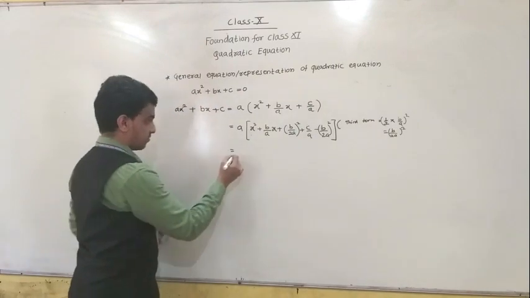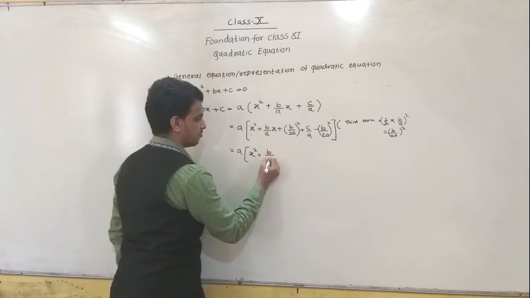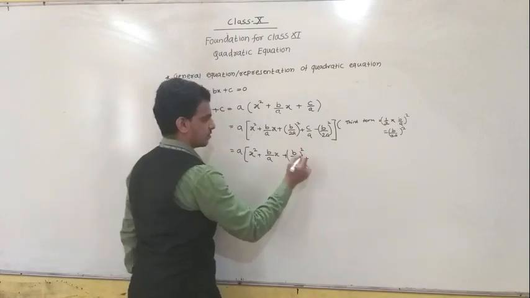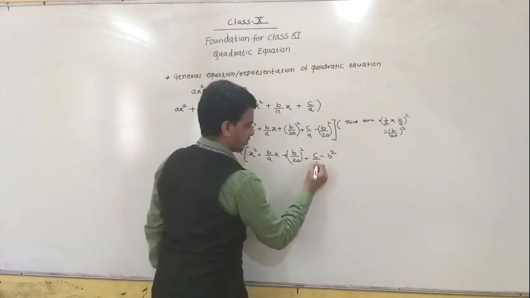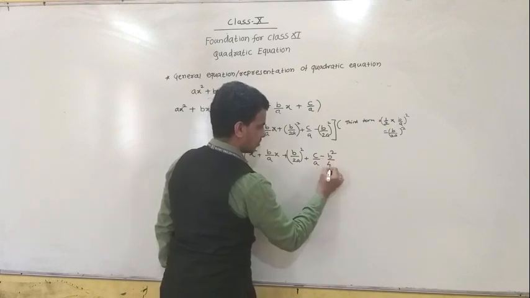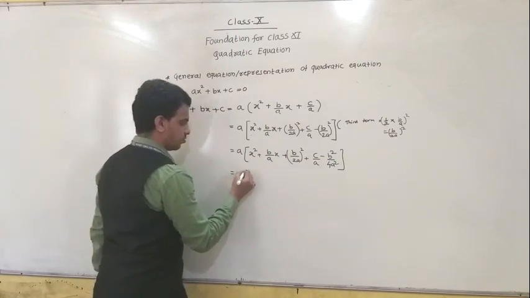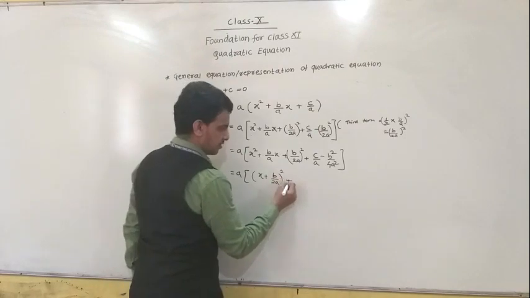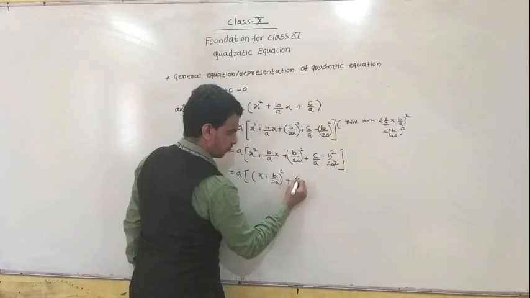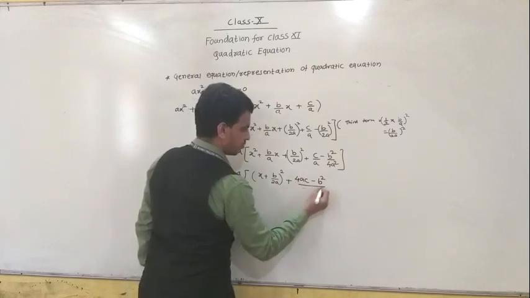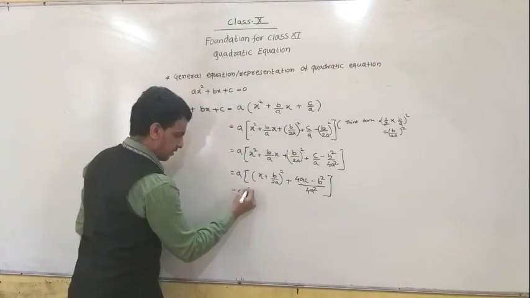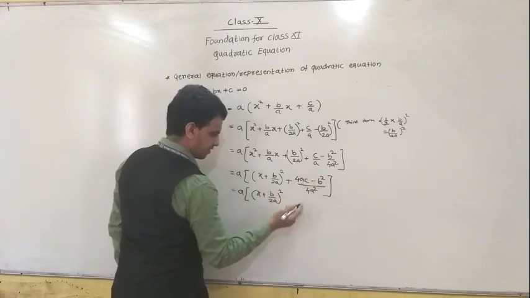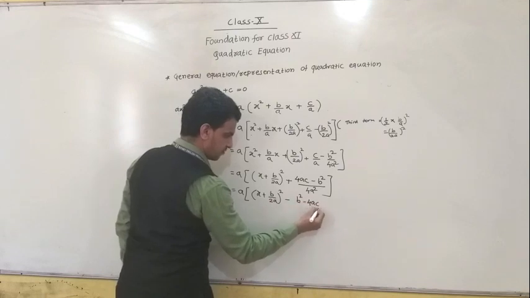Okay, so if we simplify this, a into x square plus b by a into x plus b by 2a bracket square plus c by a minus b square by 4a square. Again if we simplify this, a into x plus b by 2a bracket square, plus if we make the same denominator, we will get 4ac minus b square upon 4a square. Again if we simplify this, we will get x plus b by 2a bracket square, and 4ac minus b square, if I take minus in common, then minus b square minus 4ac upon 4a square.